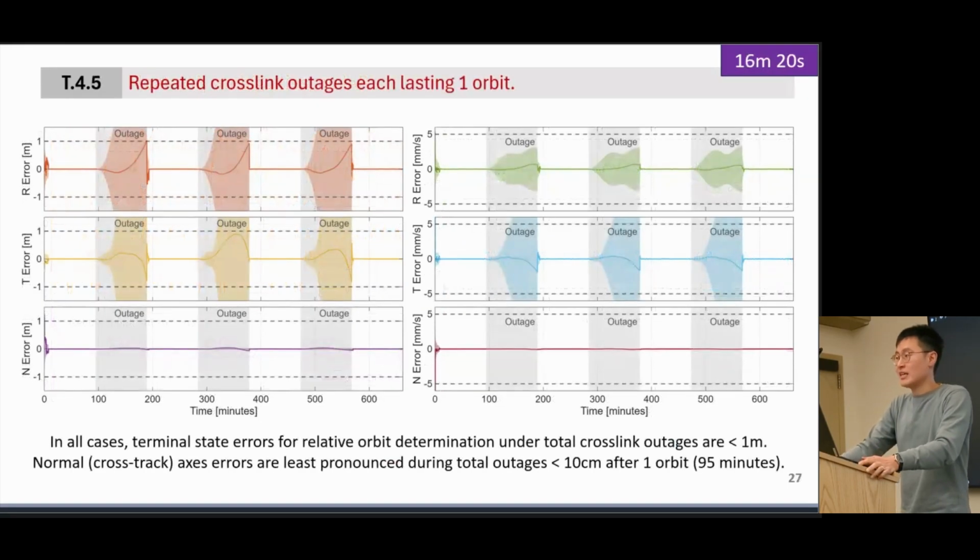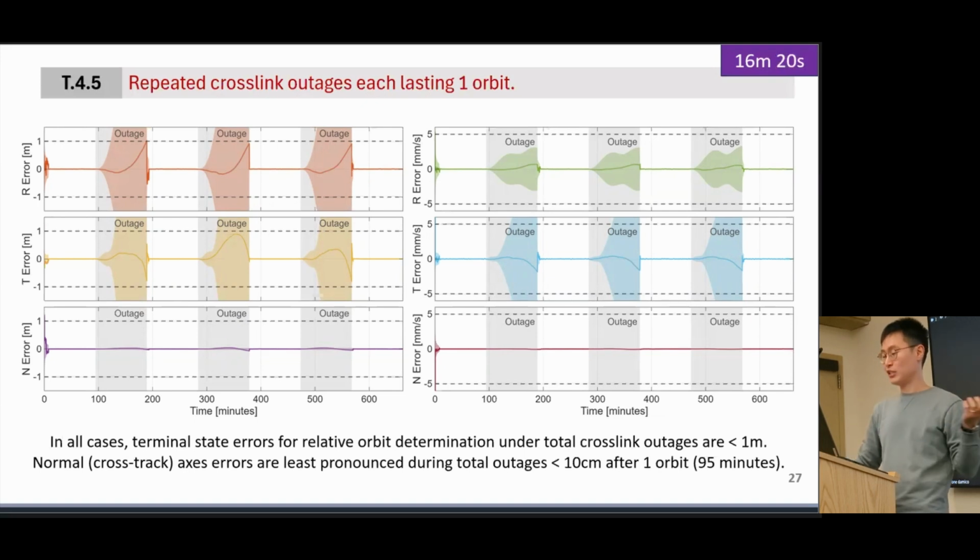Next, for one of our stress tests, we introduced repeated cross-link blackouts where differential GNSS is no longer possible. Each blackout lasts for about 95 minutes, or 1 orbit period. In VISORS, the requirement that we've set up for the terminal relative state error at the end of the cross-link outage is less than 1 meter in relative position and less than 5 millimeters per second in relative velocity, just using open loop orbit propagation. But the important takeaway here isn't that we have met this.